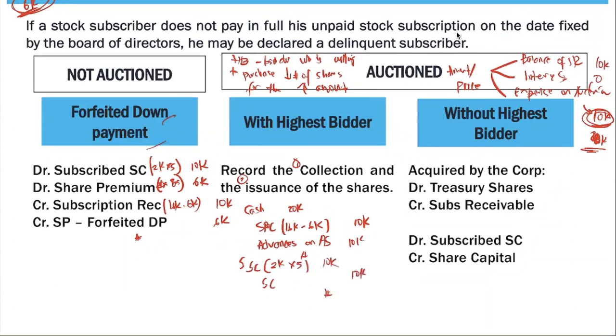If there is a highest bidder, take note, he is willing to purchase the lowest number of shares for the amount. The amount is equal to your balance of the subscription receivable, any interest if there is given, and any expenses on auction if there is given. But what if there is no highest bidder?